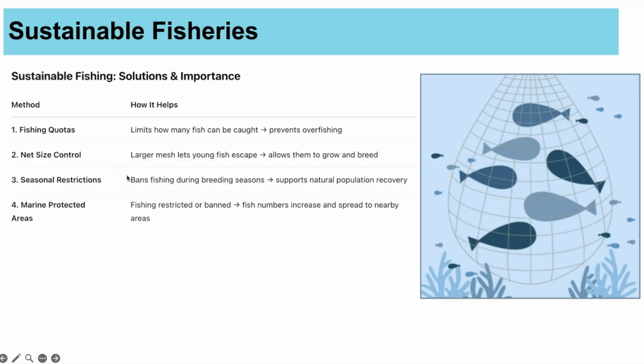There are sometimes bans in particular seasons, which are known to be the breeding seasons, to make sure that there is time for fish to breed so that it'll be replacing the fish that are caught. And also some marine areas are protected and you can't fish in them because that is where fish go to breed.